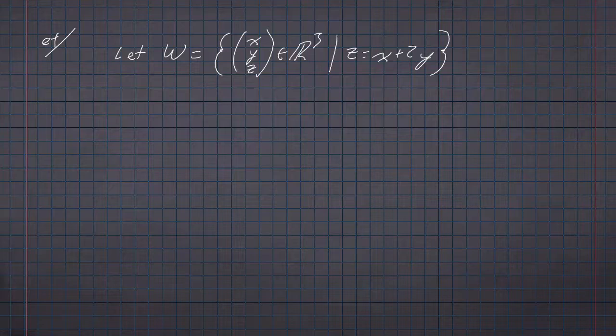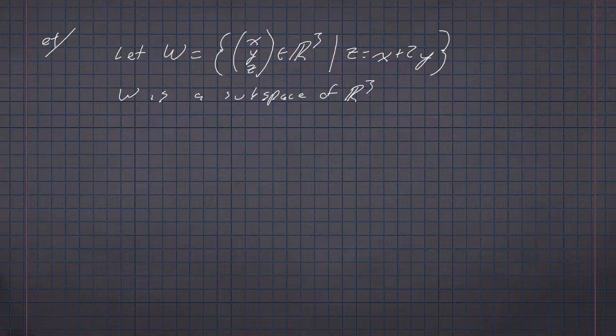Consider W, the set of Euclidean vectors x, y, z, so that z is equal to x plus 2y. And I claim that W is a subspace of R3. Well, based on our theorem, we need to show 3 things.